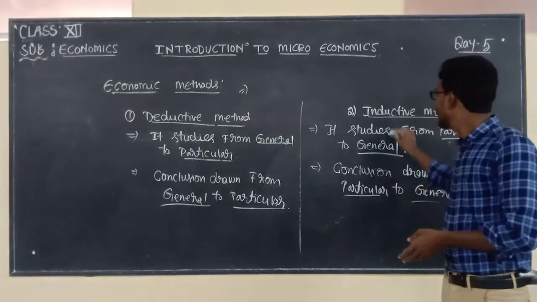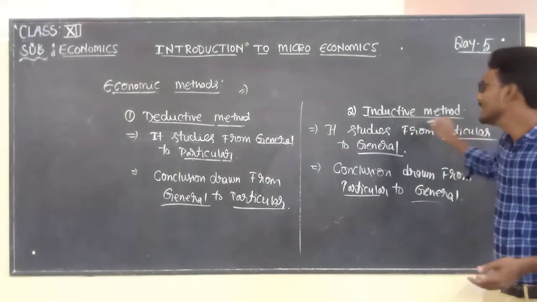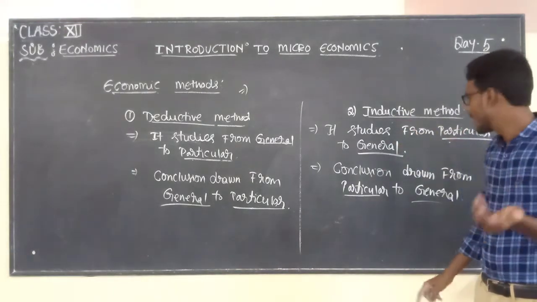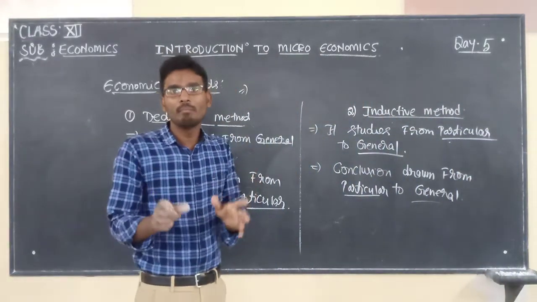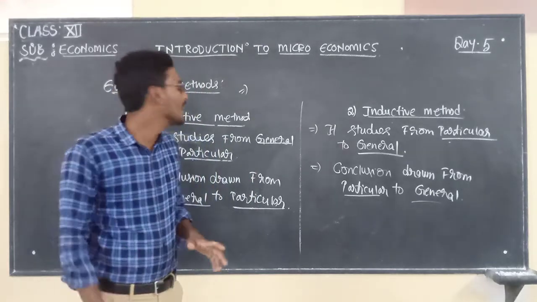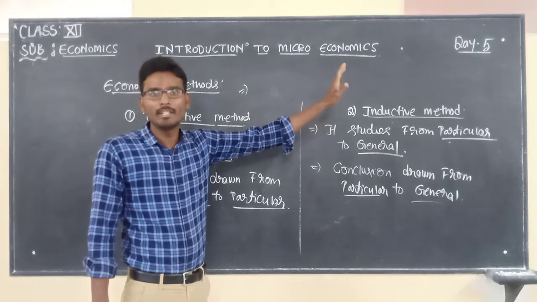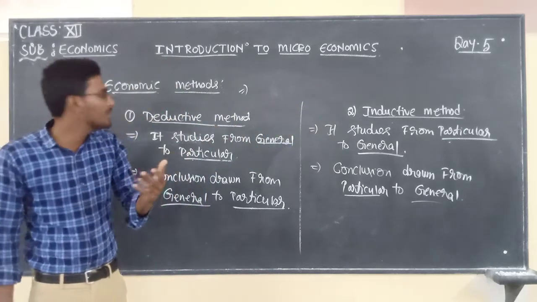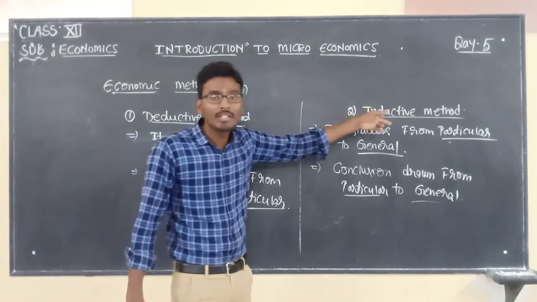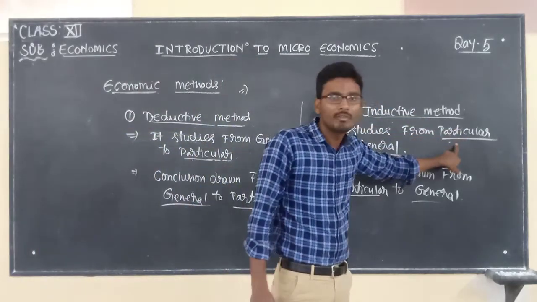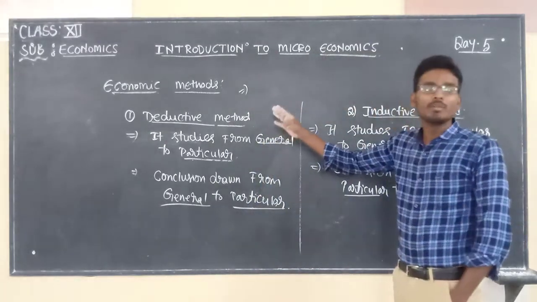So that is the reason why in the inductive method it will be studied from the particular point of view to general, particular to general, and the conclusion will be drawn from particular to general. These are the two important methods of studying economics. One is the deductive method and the second one is the inductive method. In the deductive method, it is studied from the general point of view to the particular point of view, and the inductive method is studying from the particular point of view to the general point of view. These are the two important methods.